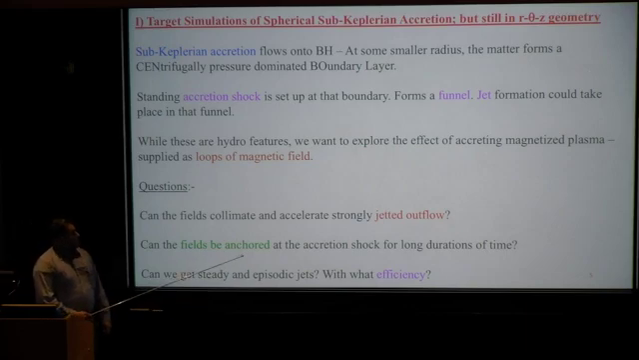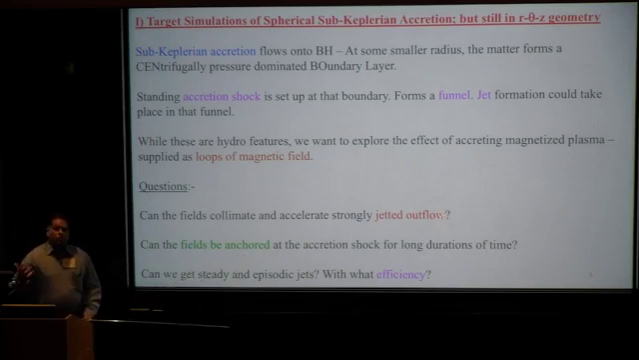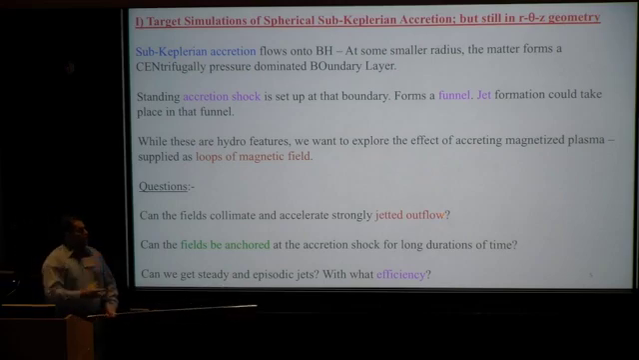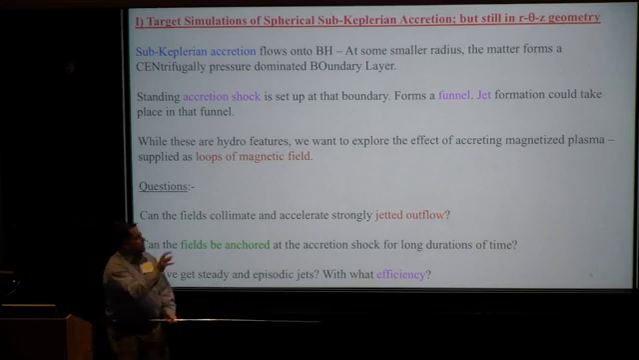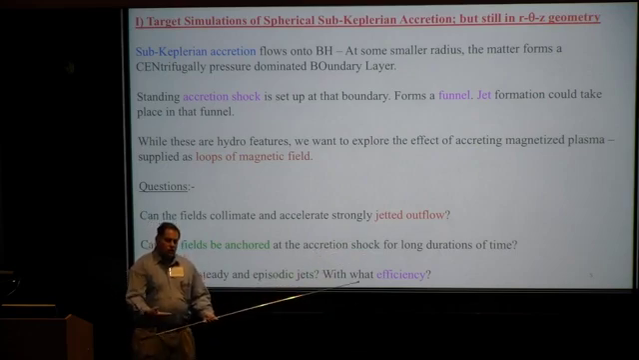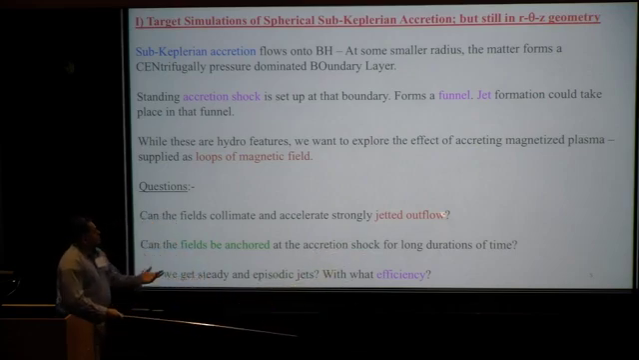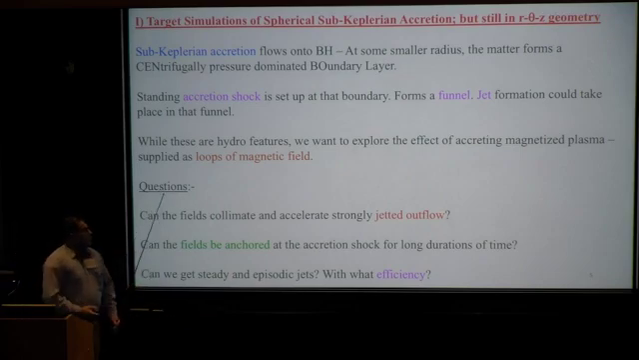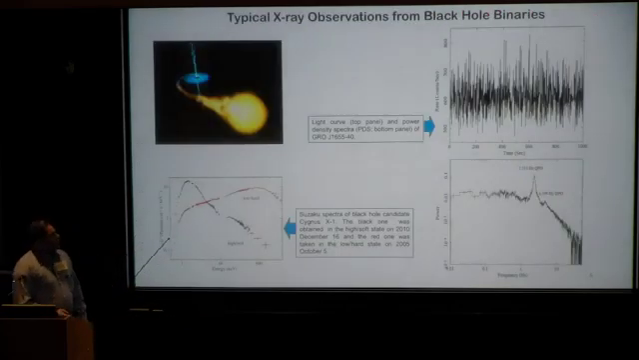We would also like to understand how the magnetic fields could anchor themselves in the shock and thereby dribble into the accretion disk and therefore sustain extended periods of jet formation. So let's go ahead and do exactly that.